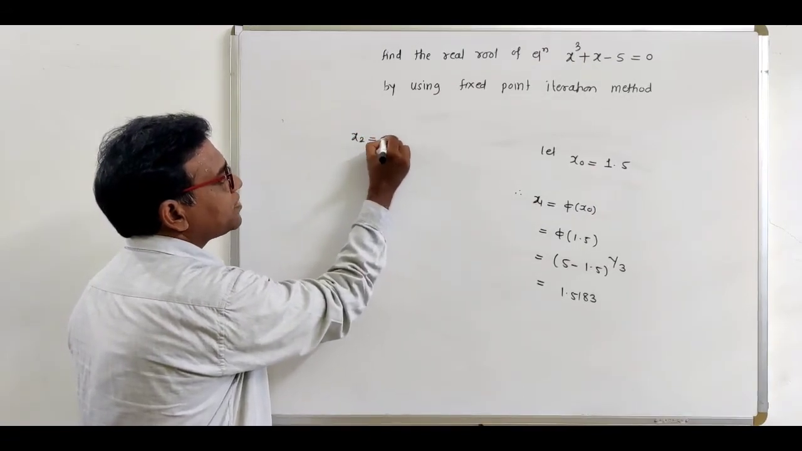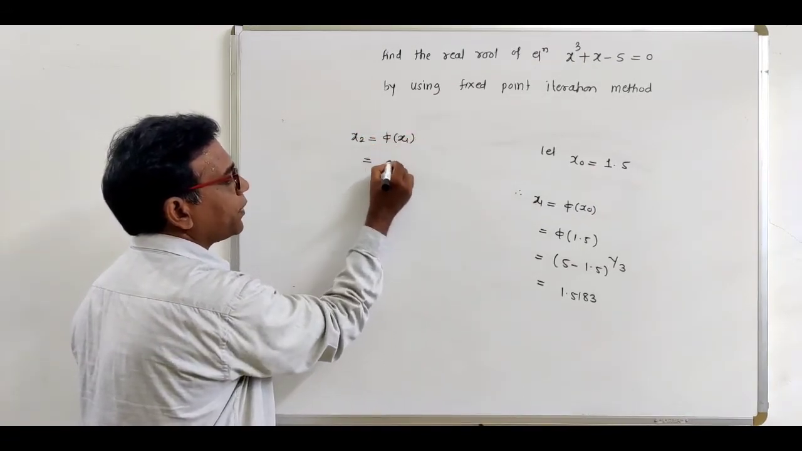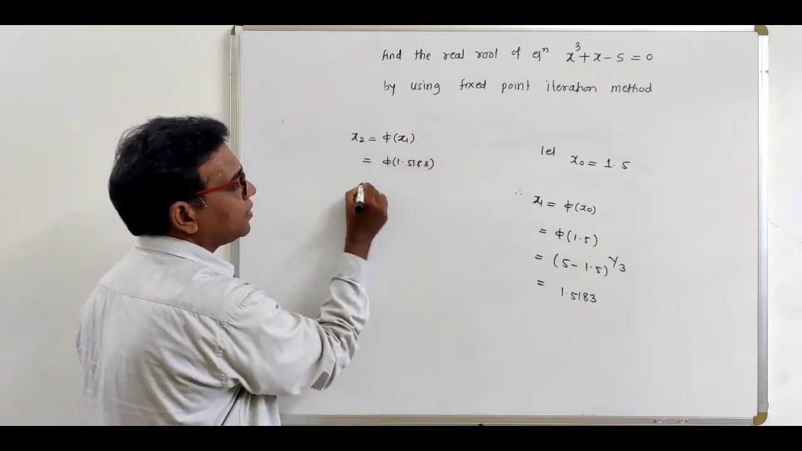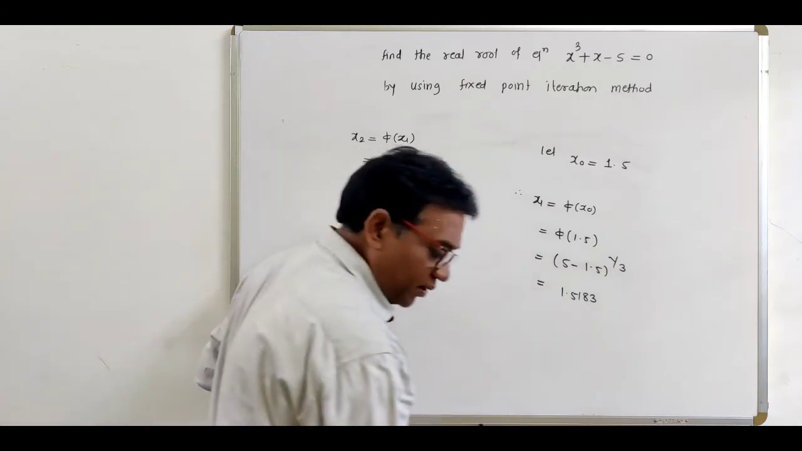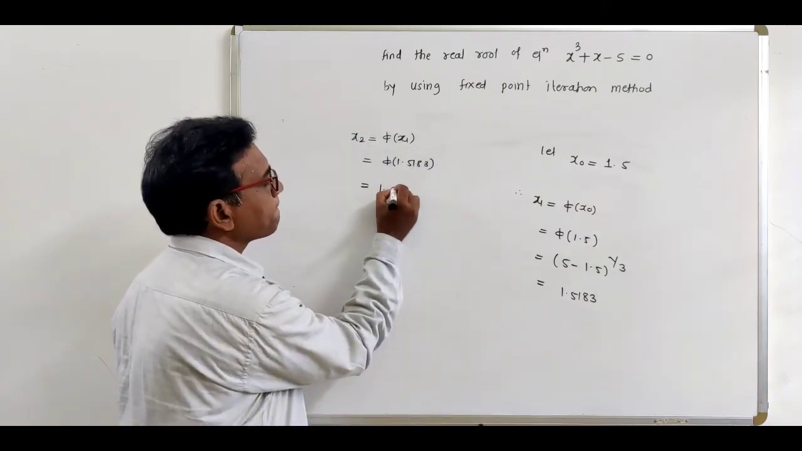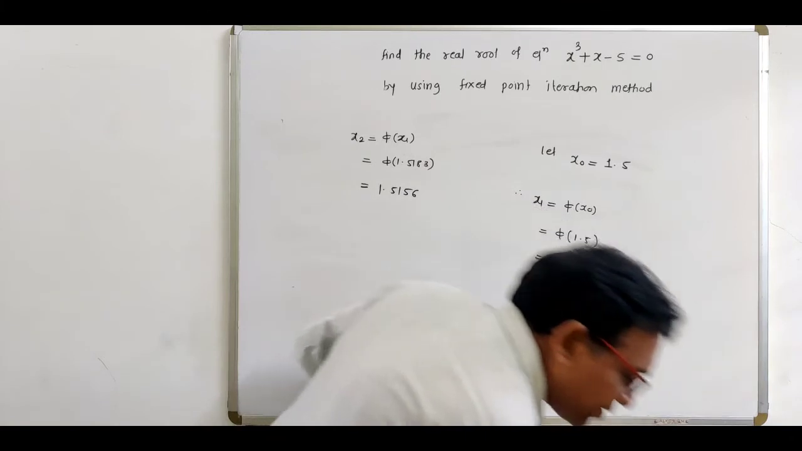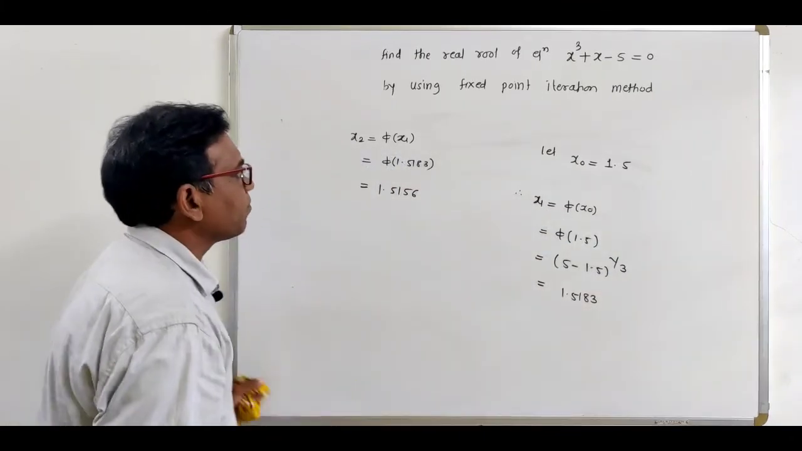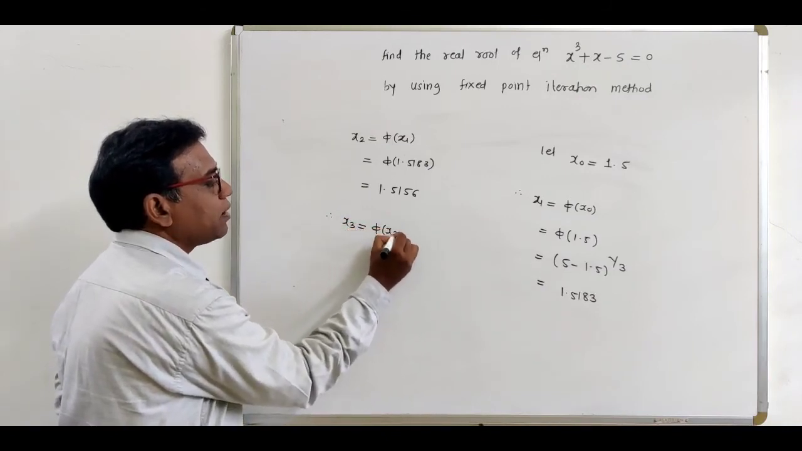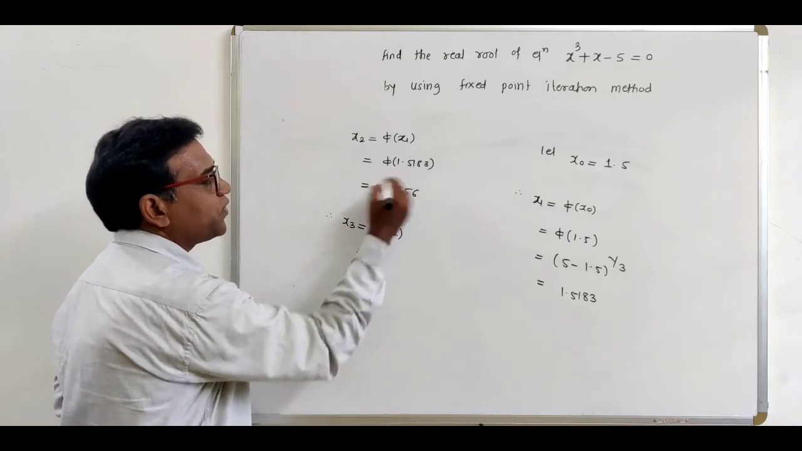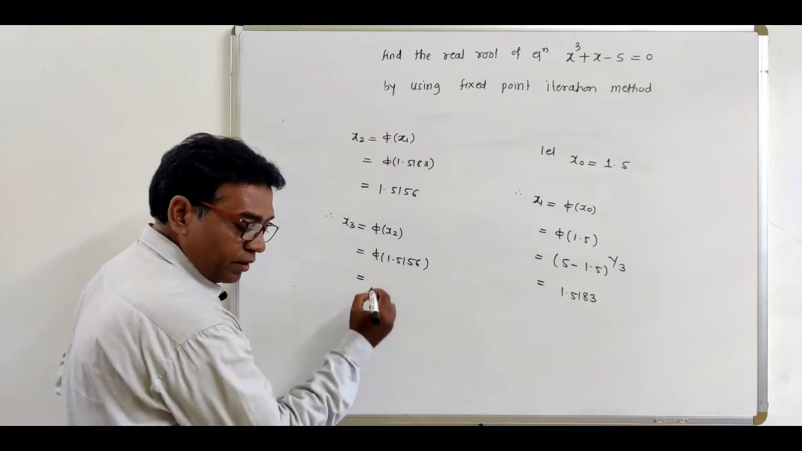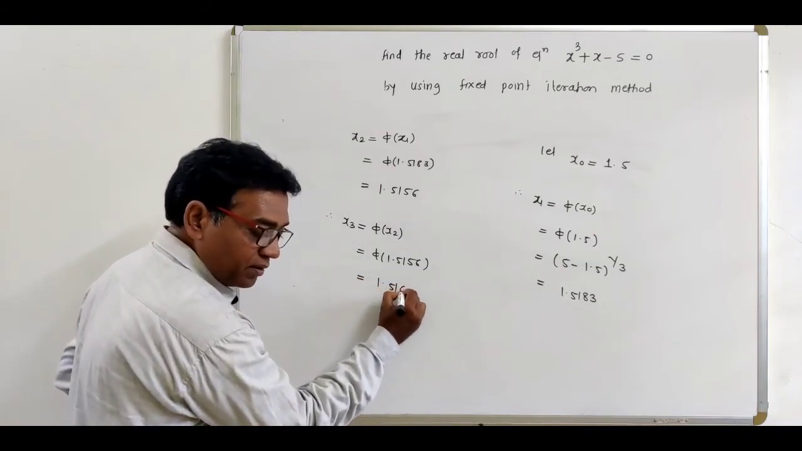Now find out the second approximation, suppose x2. The second approximation is given by phi of x1. Put the value for x1, it is 1.5183. So use the same function. So this value is given by 1.5156. This is the second value, 1.5156. Now find out the third approximation x3. This is given by phi of x2. Put this value for x2, it is 1.5156. So this is given by 1.5160.